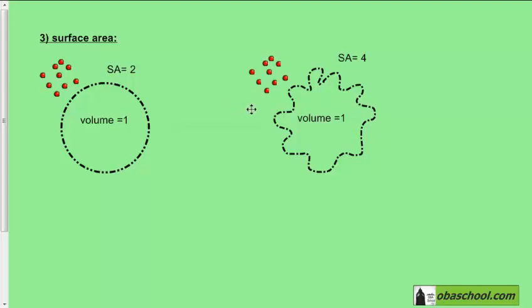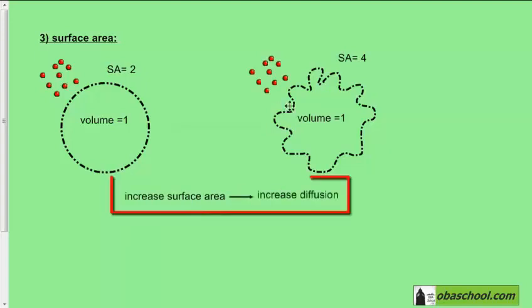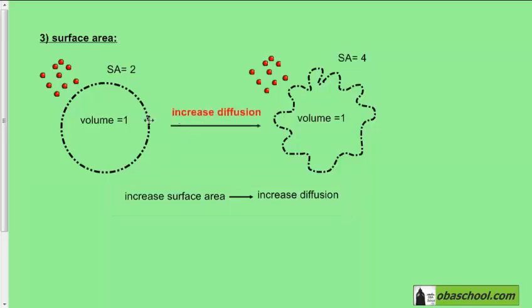In the second cell, we will find that the diffusion is higher than in the first cell because we have an increased surface area. This will lead to increased diffusion simply because the materials have more space to enter and to exit. It's like they have more doors to use, so they will be able to use the doors without having traffic or without having obstacles.